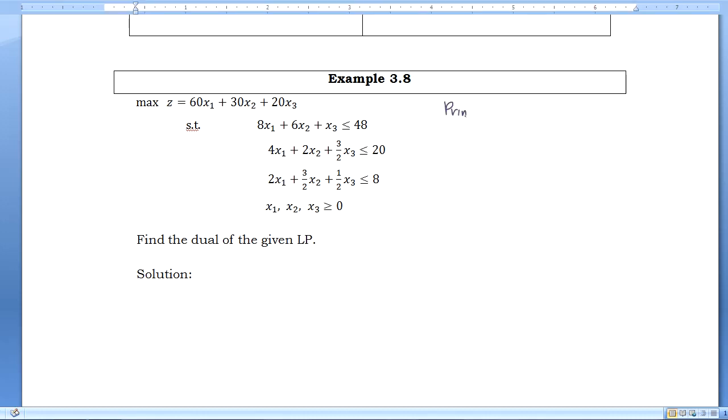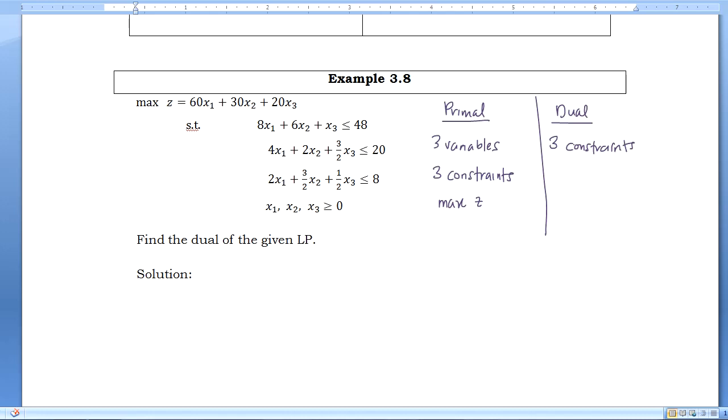The primal LP has three variables and three constraints, and the objective is to maximize Z. Therefore, from this information, we can know the number of variables and constraints in the dual. The number of variables equals the number of constraints in the dual.